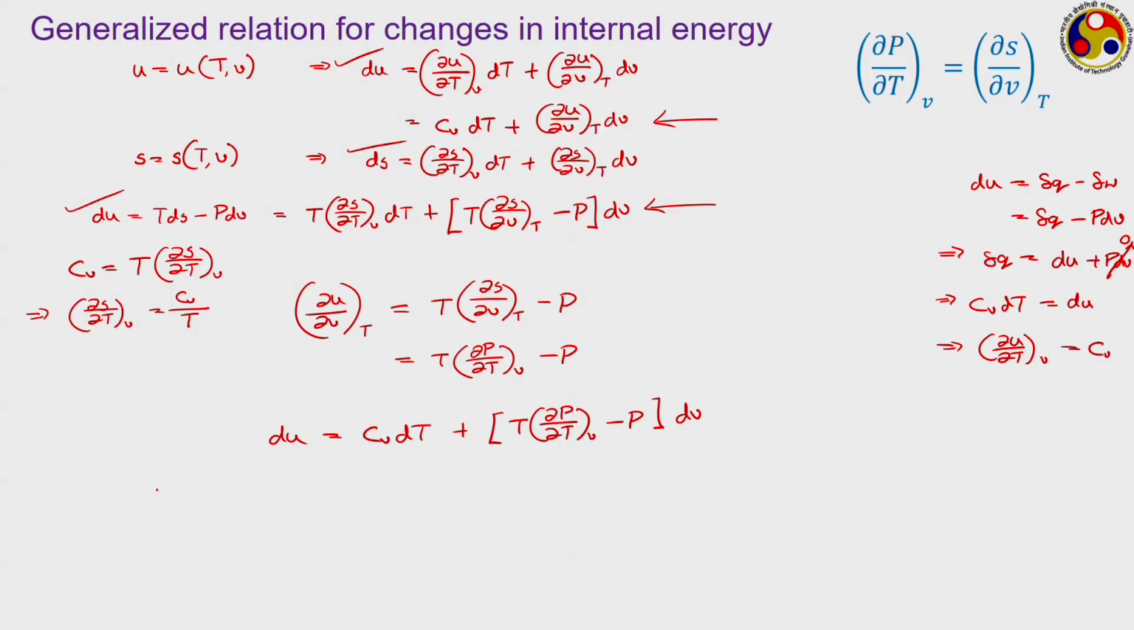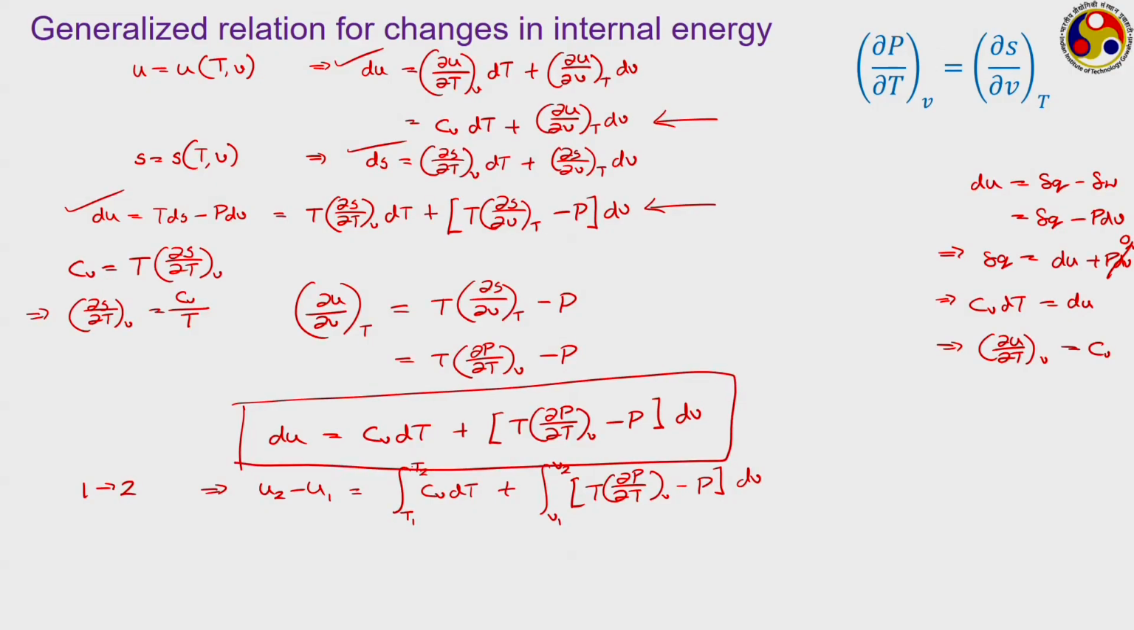If we integrate this, say we are talking about a process moving from 1 to 2, then you can easily calculate the change in internal energy U2 minus U1 as integral T1 to T2 Cv dT, where T1 and T2 are the initial and final temperature respectively, plus integral V1 to V2 [T (∂P/∂T) at V minus P] dV. We shall be doing some exercise about how to use these relations in the next class, but before that you try to repeat these calculations on your own just to develop this particular relation for the changes in internal energy.